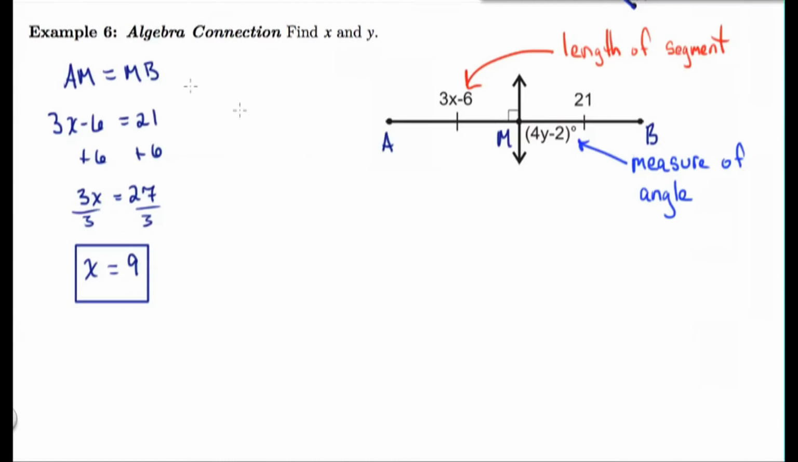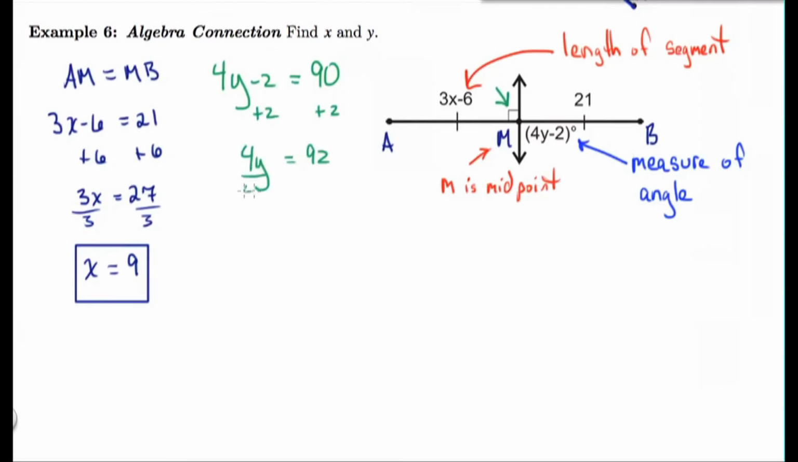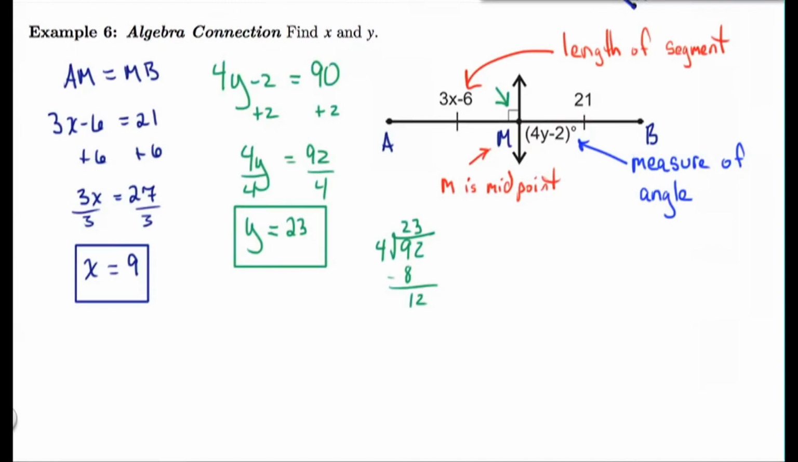So we know this is a perpendicular bisector. So this angle here we know is 90 degrees. And M is the midpoint. So we can say that 4y minus 2 equals 90 degrees. So add 2 to both sides and divide by 4. 4 goes into 92 23 times, so y equals 23. And that's it. Now see how you do on the practice set.